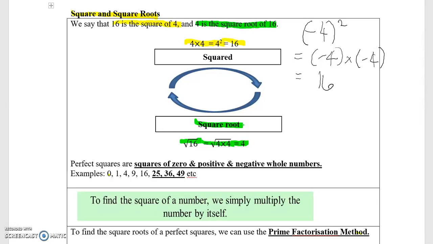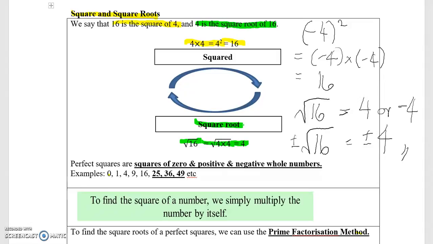For this example, we can see that the square root of positive 16 has two answers, which are positive 4 and negative 4. This can be written as: positive or negative square root of 16 is equal to positive or negative 4.